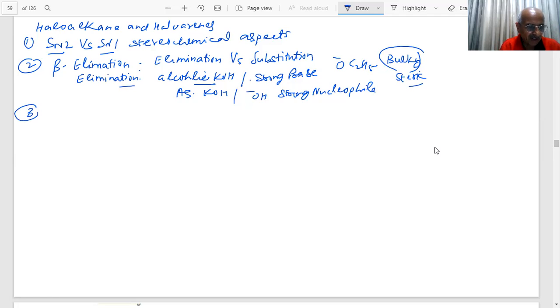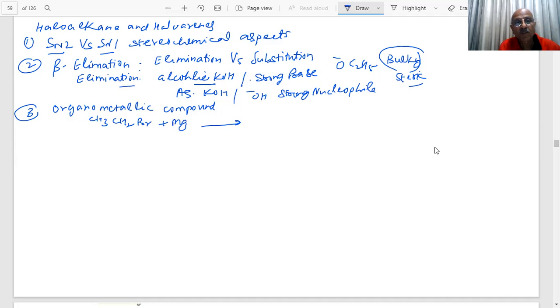Then a very important reagent is organometallic compounds, students. What are organometallic compounds? Sir, RMgX, having the formula RMgX. That means, if I react CH3CH2Br with magnesium, what will be the product? And what we use is dry ether. Why do we use dry ether in this case? Sir, because the product formed, which is the Grignard reagent, is very reactive. Even with a very small amount of water, it will again give the alkane back.